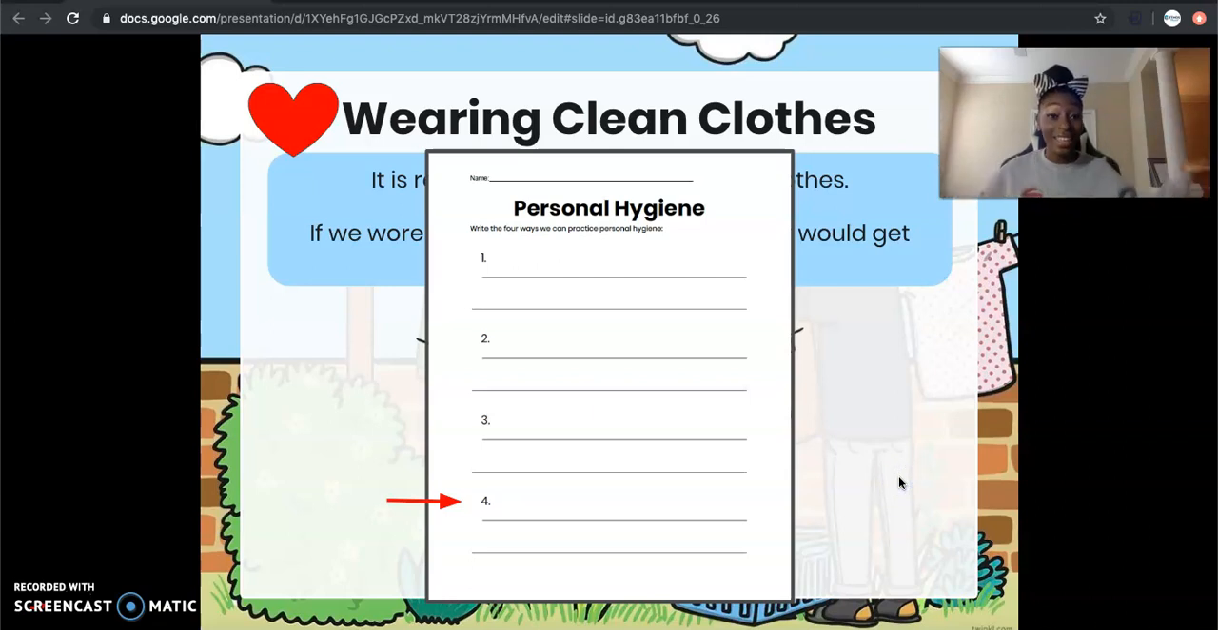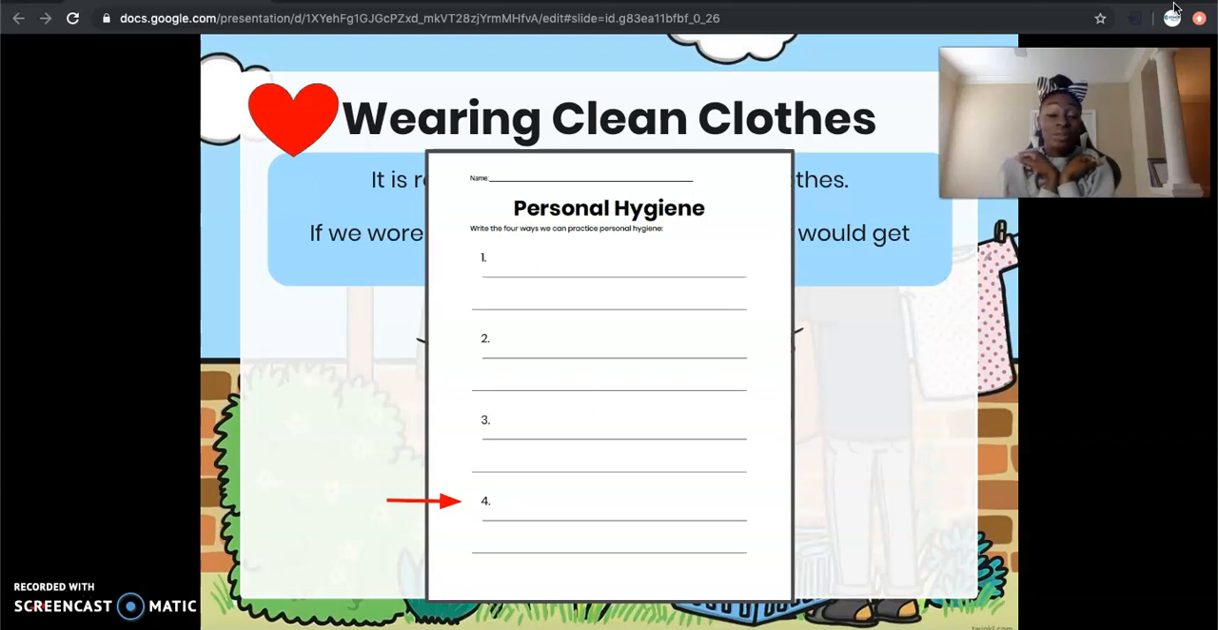So that is the end of our lesson. In our lesson, we talked about personal hygiene. Personal hygiene is how we keep our bodies clean and healthy. In our video as well, we learned 4 ways that we can practice personal hygiene. We can practice personal hygiene by number 1, brushing our teeth. By number 2, washing our hands. Number 3, making sure we take baths and clean our whole body. And number 4, wearing clean clothes.